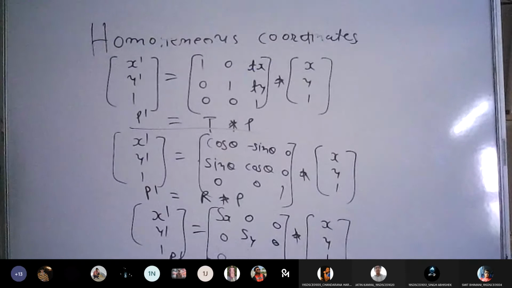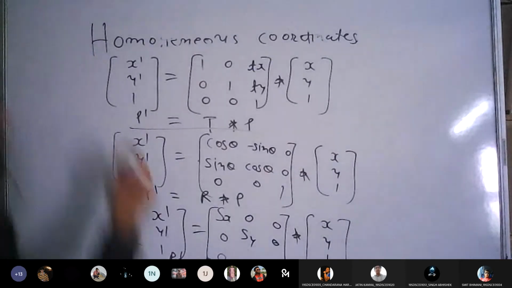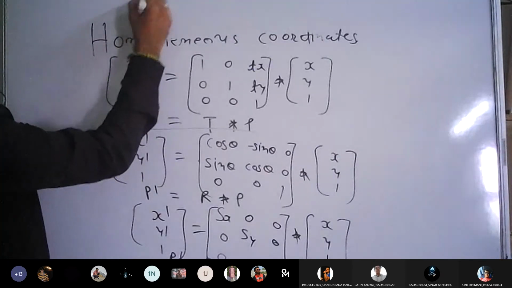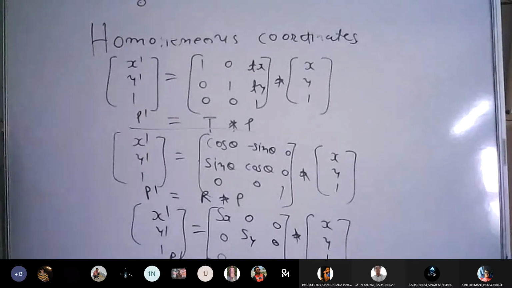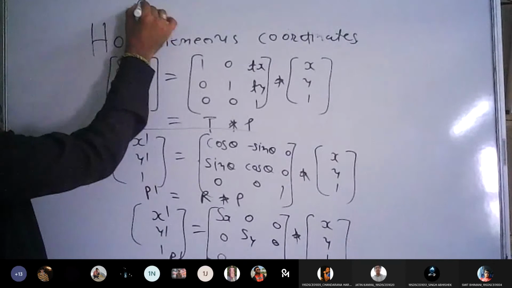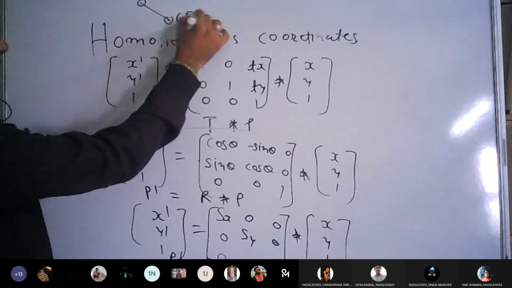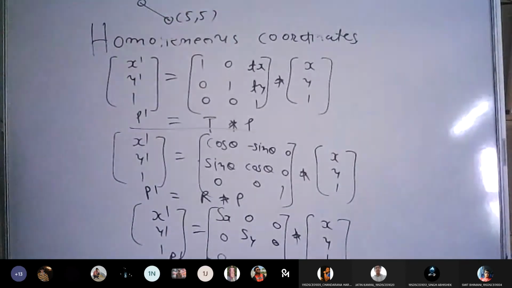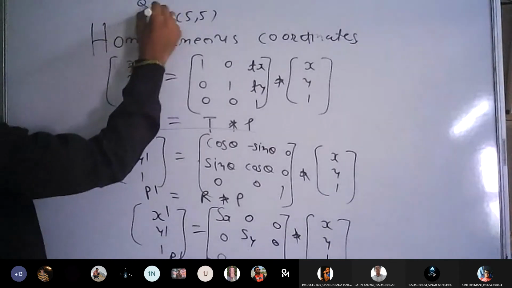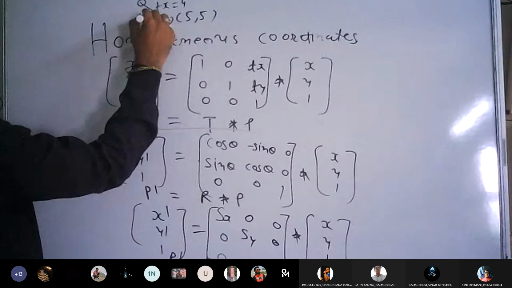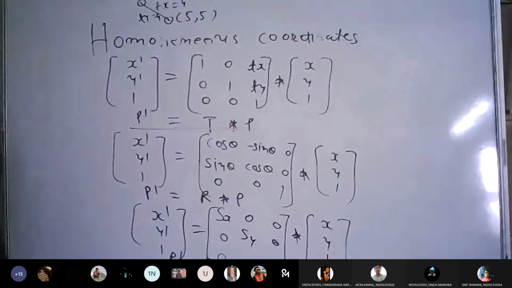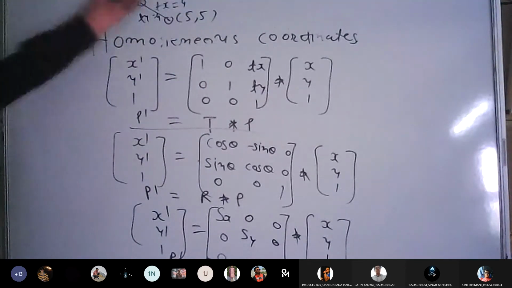For example, say there is a point here, and its value is 1, 1. I move it from here to there, and its value becomes 5, 5. How many pixels did I add here? 4. Yes, for both the coordinates I have added 4. So tx is 4 and ty is 4. I have added plus 4 to the original coordinate to get the translated object.